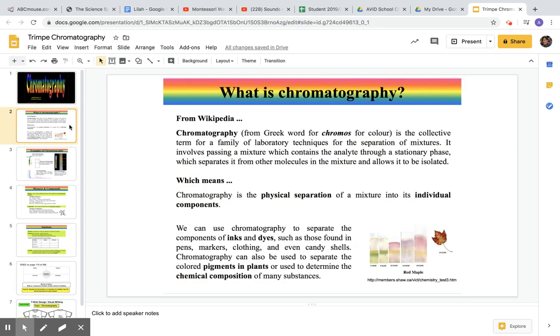So on this slide, I do want you guys to really focus on what the definition of chromatography is. So as you're going through, really understand what chromatography is and what it can be used for. So those are the two things I want you guys to focus on this slide. What is chromatography? What can you use it for?